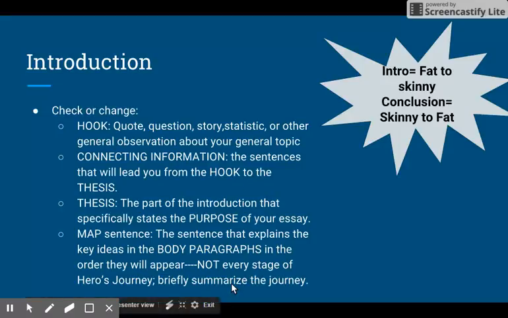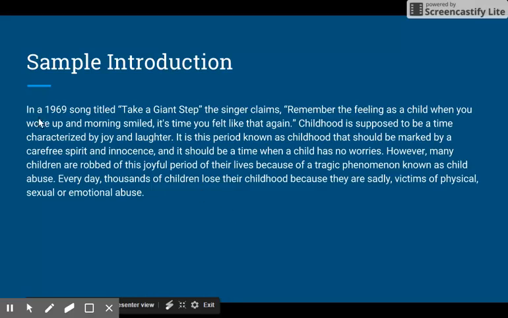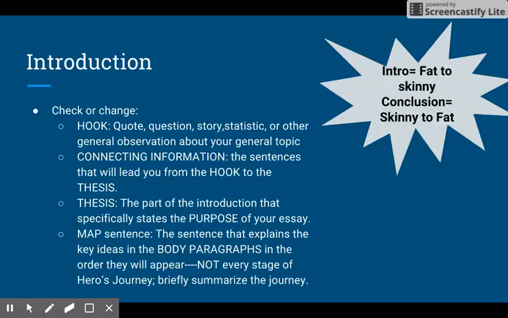Okay, so if you'll look on this next page, my hook in this introduction is the first sentence. In a 1969 song titled Take a Giant Step, the singer claims, "Remember the feeling as a child when you woke up in morning and smiled, and it's time like you felt like that again." Okay, that is the quote, an interesting thing that I can get to pull my reader in because they want to read more. It makes them want to read more. That's your hook.